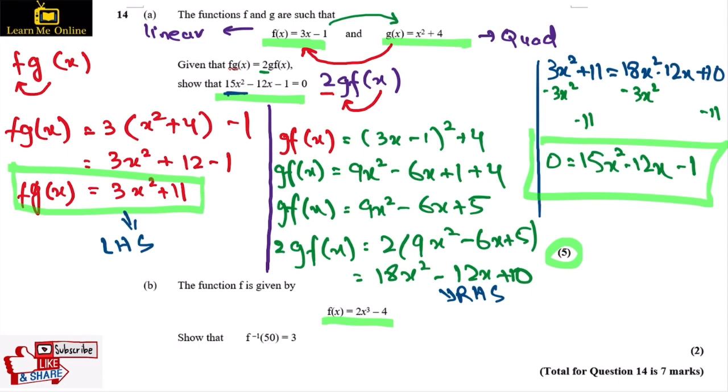What we are finding out is the inverse of 50 is equal to 3. We need to show that. So first we are finding out the inverse function, and when we sub in the x value 50 in the inverse function, we should come out with 3.